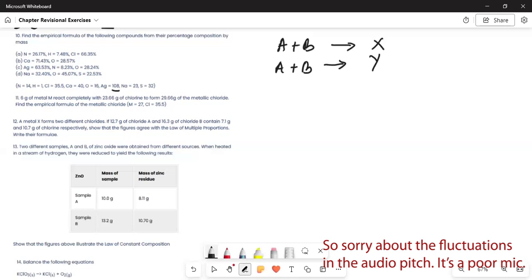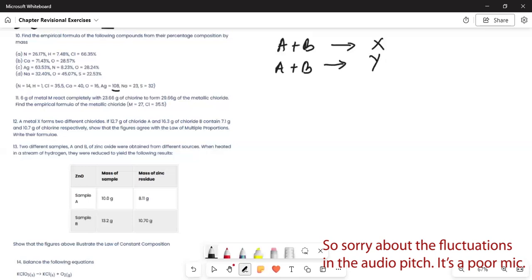And then finally lead and sulfur can do the same thing. Sometimes lead and sulfur can combine to give black lead 2 sulfide. Some other time they can combine to give lead 4 sulfide. So they give us some data there. That is the masses of the element that combined and the mass of the fixed element that is obtained. Now they are asking us to show that the data agree with the law of multiple proportion. So how can we do that?